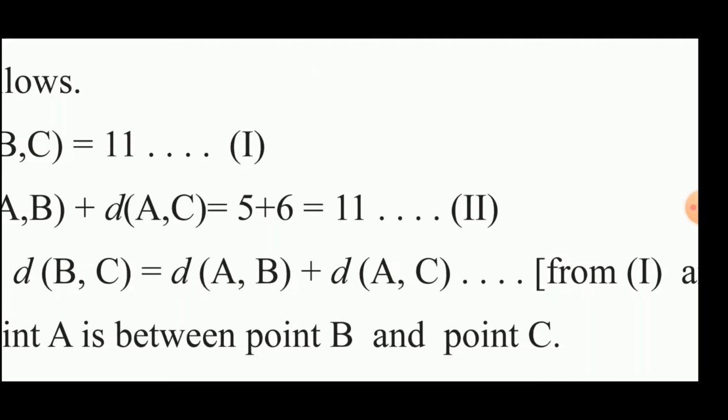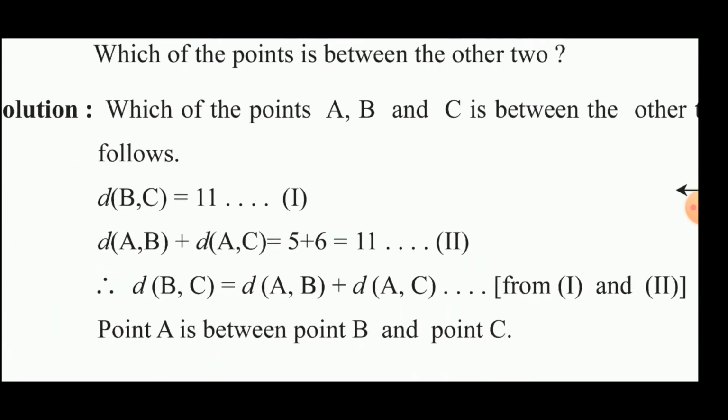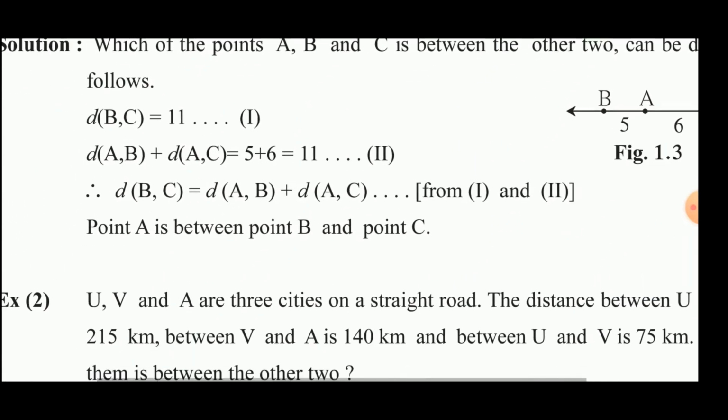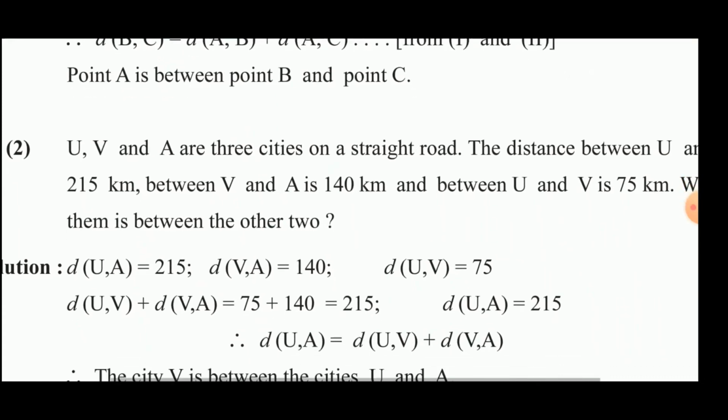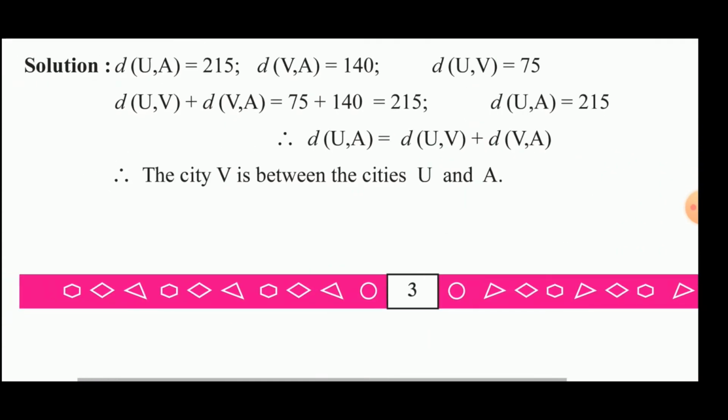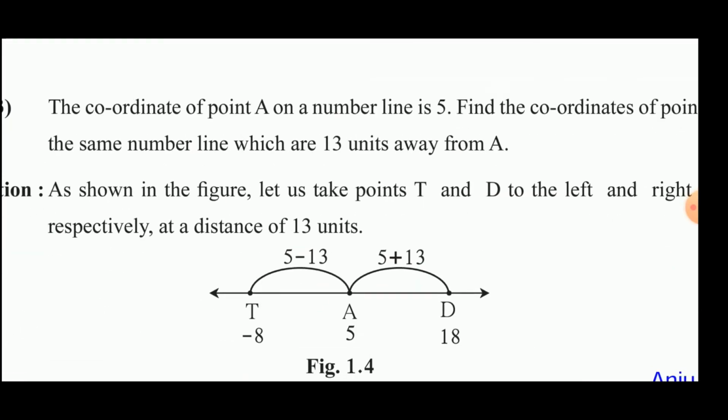Now between AB and AC, which point is common? A is common. So A will lie between the other 2 points B and C, like this. Okay, so A lies between B and C. This way, using the figure also, you can understand. Now here, same way, see this one.